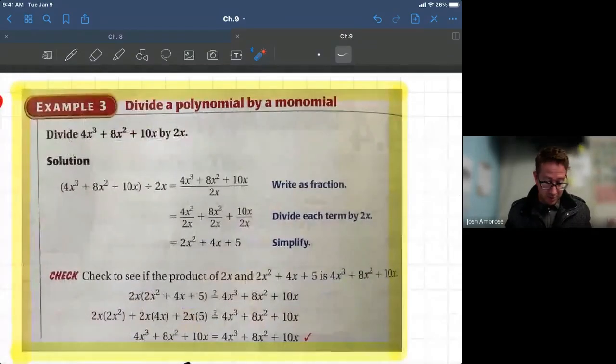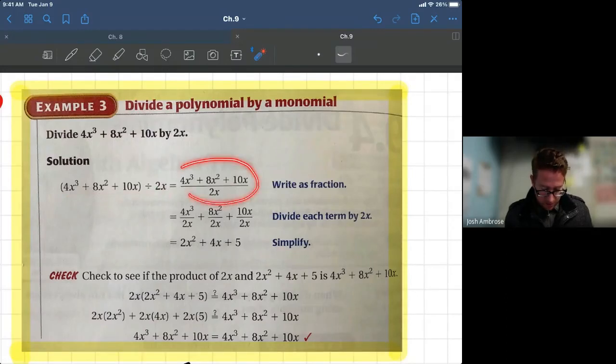Actually, before we do that, here's a perfect example. All right, so here's your polynomial, here's your monomial, and let's rewrite it in terms of a fraction. Then instead, let's take that monomial and put it underneath every single term in the polynomial. So now you'll see it. There's 3 terms, so I'm writing it 3 times. Then simplify every individual term, and that's what gets us down here.